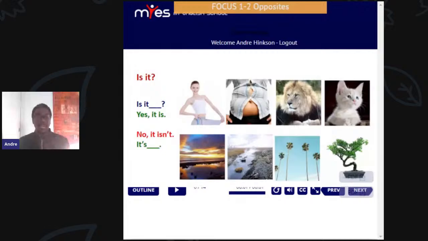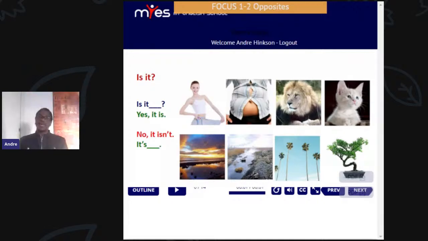After the negative, we then give the positive. So, no, she isn't thin. She's, remember, subject plus the verb to be in the contraction. She is, she's fat. The opposite of thin is fat. So, no, she isn't thin. She's fat. Good. That's picture 2.